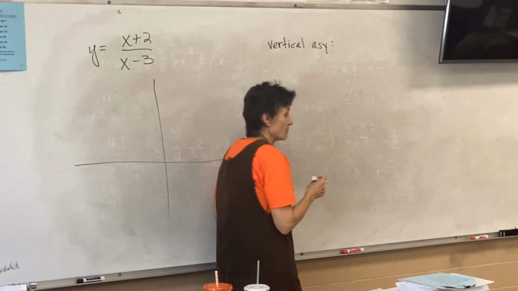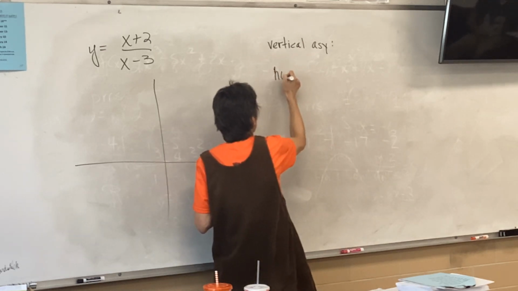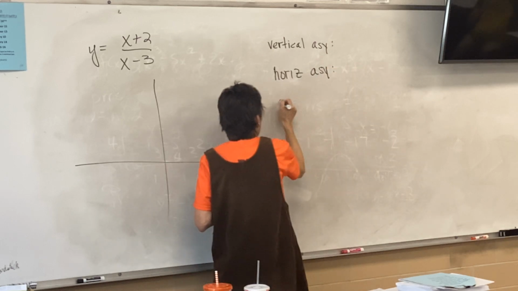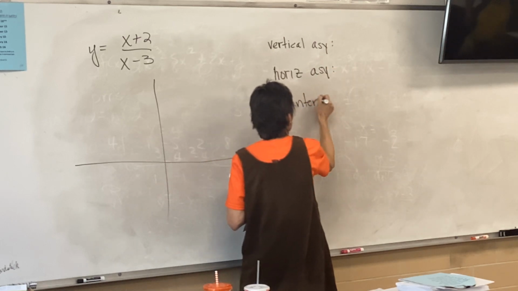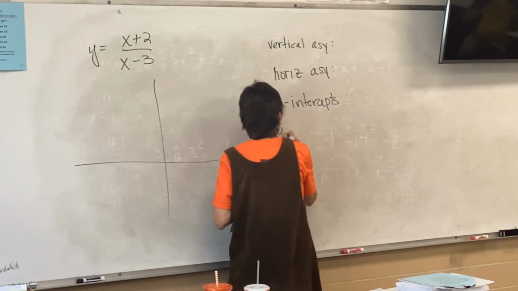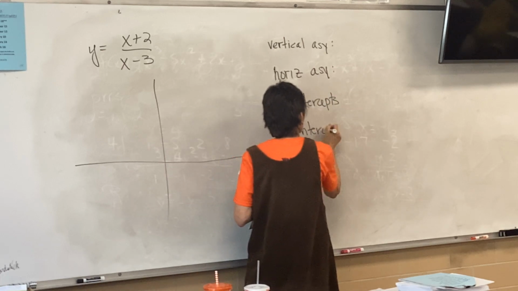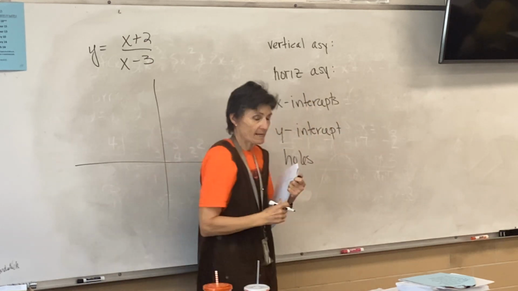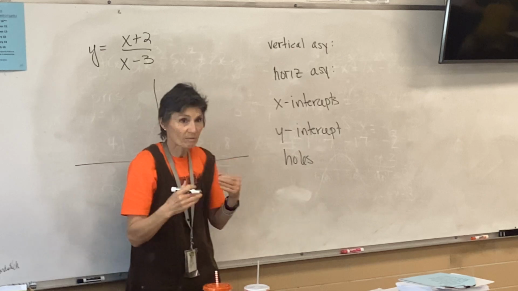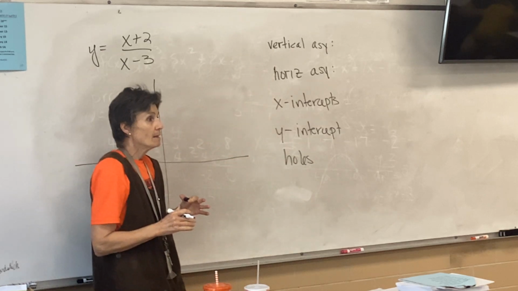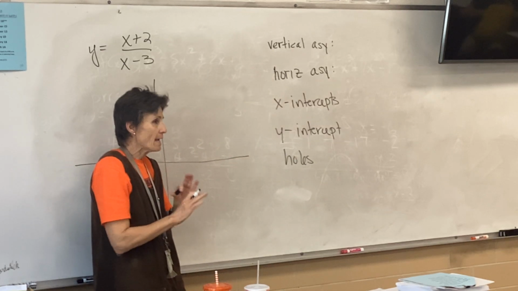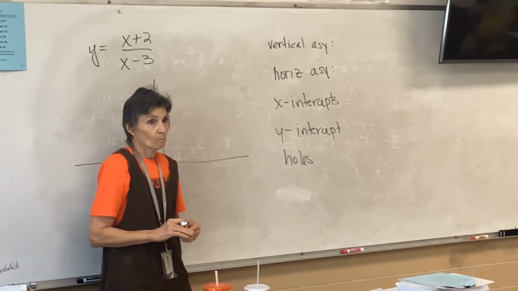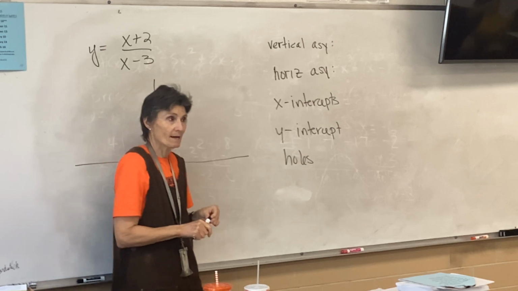When we're talking about it, horizontal asymptotes, x-intercepts, y-intercept, and holes. Now, all of these things you have talked about with me in this class. Does anybody remember anything about any of those words? We're going to make a list of how to find them. Jacob?